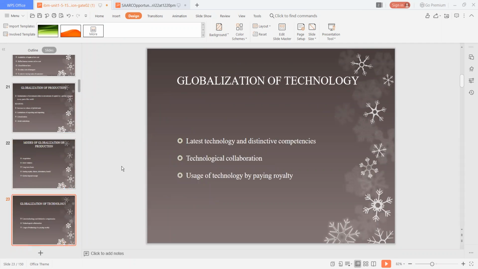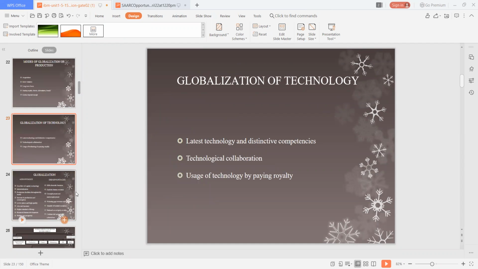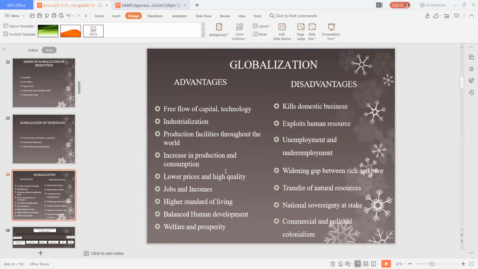Globalization of technology, latest technology and distinctive competencies, technological collaboration, usage of technology by paying royalty. So these are the technology wise. So advantages and disadvantages of globalization. Free flow of capital, technology, industrialization, production facilities throughout the world, increase in production and consumption, lower prices and higher quality, jobs and incomes, higher standard of living, balanced human development, welfare and prosperity.